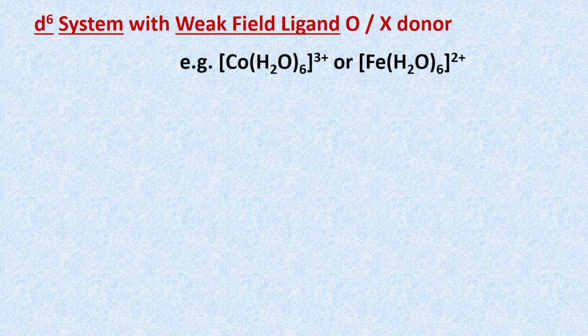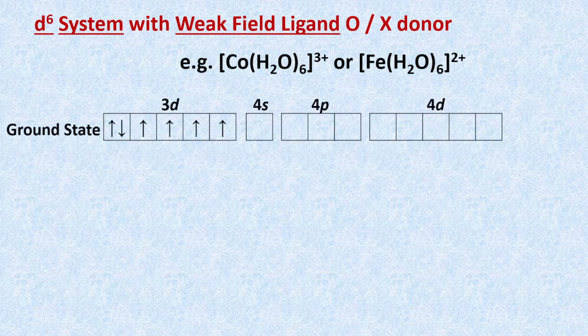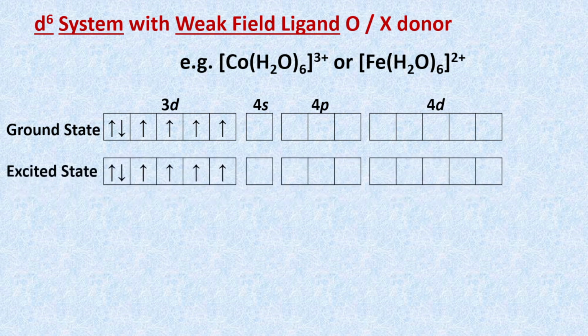d6 system with weak field ligand like oxygen or halogen. Example, hexaaqua cobalt 3+ or hexaaqua iron 2+. This is also a cobalt complex and its oxidation state is +3. So the valence electronic configuration is 3d6, 4s0, 4p0. It has no vacant 3d orbital while the ligand is oxygen donor. So the excited state remains the same as the ground state.